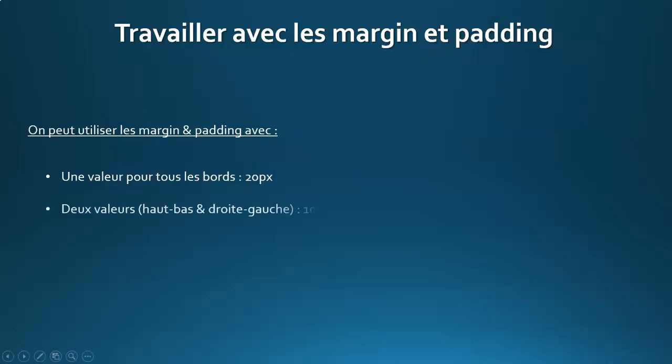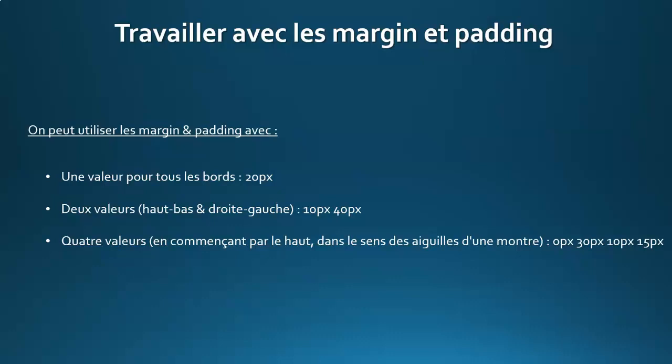You can use it with two values. So for example, here I put 10 pixels as the first value and 40 pixels as the second value, which means that at the top and bottom you will have a margin of 10 pixels. At the right and left, you will have a margin of 40 pixels. We can also use it with four values, so we start at the top and turn in a clockwise direction. So at the top we will have 0 pixels, on the right 30 pixels, at the bottom 10 pixels, and on the left 50 pixels.